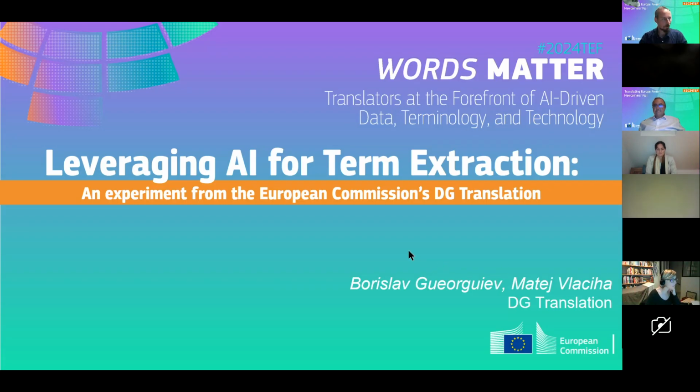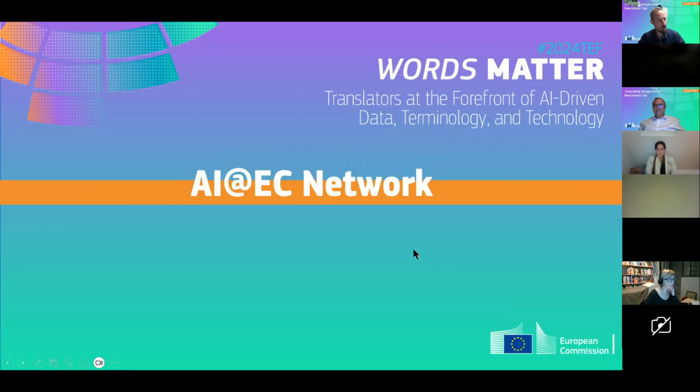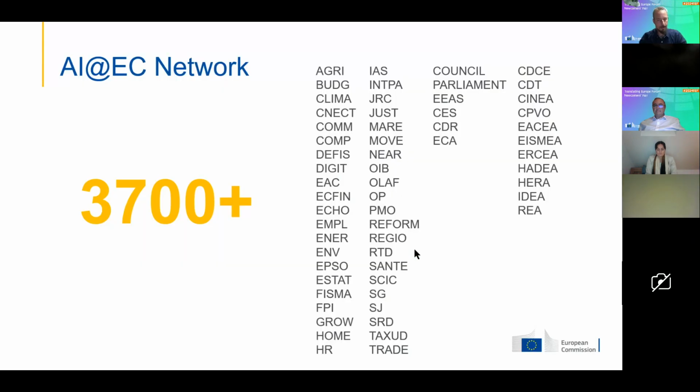So just for a bit of context, we'll first mention the AI at EC Network, which is an initiative that originated in our Directorate General for Translation and has since grown to hold over 3,700 members from not only DGT, but also all the other Directorate Generals of the Commission, other European institutions and agencies, and the list continues to grow. So now it's a Commission-wide initiative, but with support from other institutions as well.